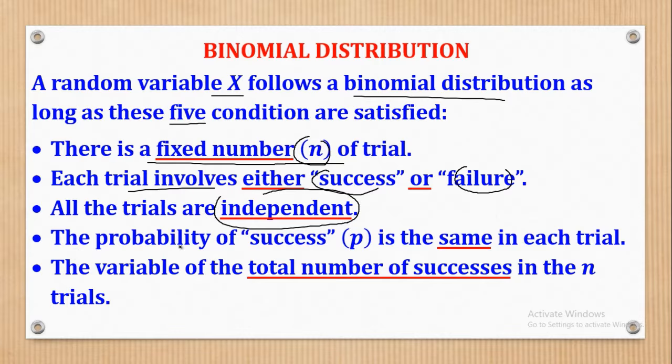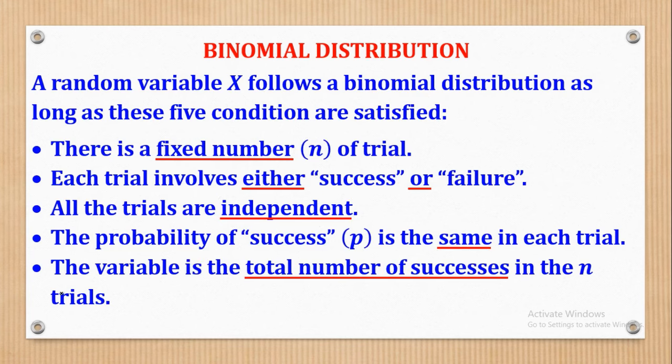Then four is that the probability of success, denoted by a symbol small p, is the same in each trial. And lastly, the variable is the total number of successes in the n trials. So we shall see what all these mean as we go forward.